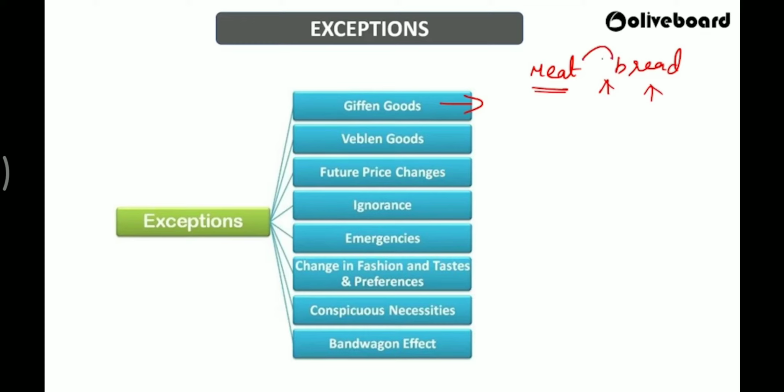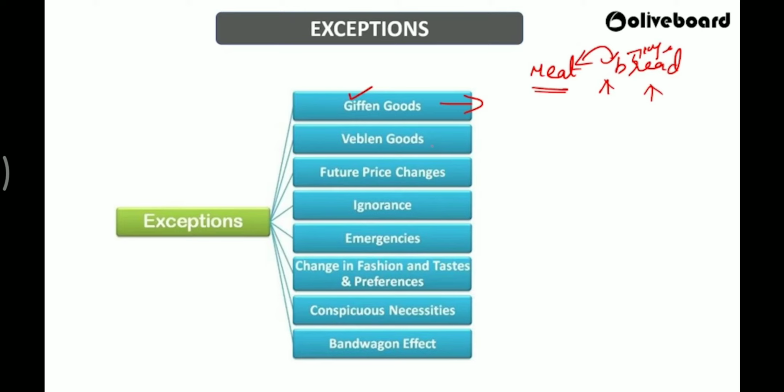And here, if you compare with meat and bread, this is an inferior product, right? So for inferior necessary products, whatever the price be, the demand will be increasing. Even though price increases, your demand will increase. It will not come down. So the first exception is Giffen goods. Giffen goods are called inferior necessary goods. Basically, those are inferior, but they are necessary products. That is the reason even though price increases, demand also increases.